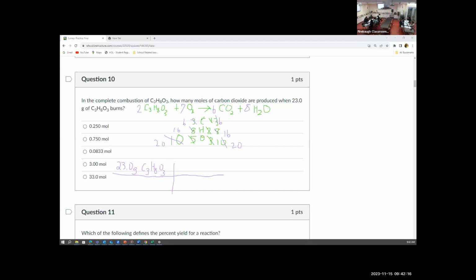I'm gonna use the molar mass. So what is the molar mass of C3? C3, which has 3 carbons. So carbon is 12, 12 times 3. Hydrogen, how many hydrogens do we have? 8 times 1. Oops, okay, 1 times 8.